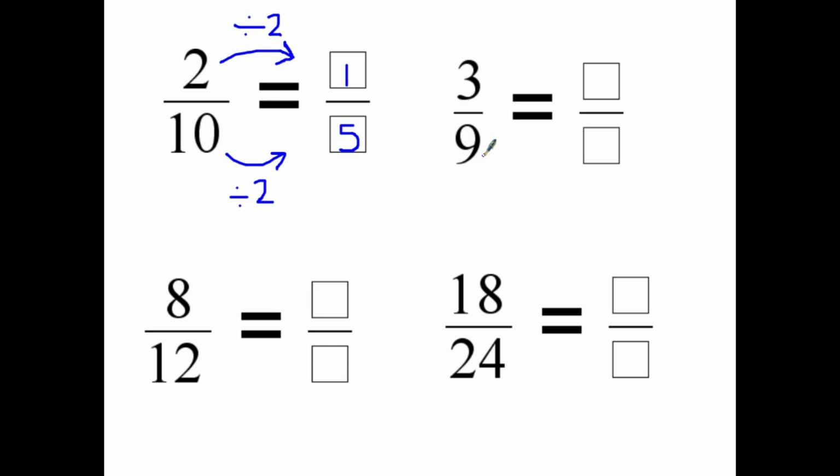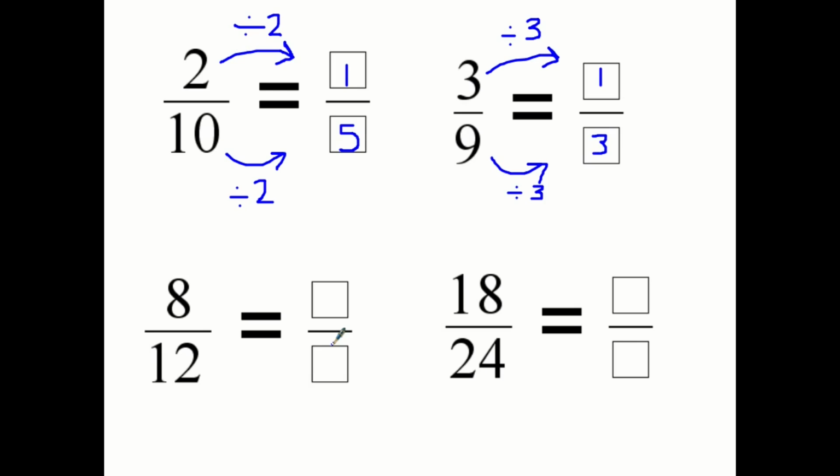3/9. What is the highest common factor, the biggest number that goes into both 3 and 9? Well, 3 is the highest number that goes into both 3 and 9. So we divide through by that highest common factor. 3 divided by 3 is 1, and 9 divided by 3 is 3. So 3/9 simplifies to 1/3.